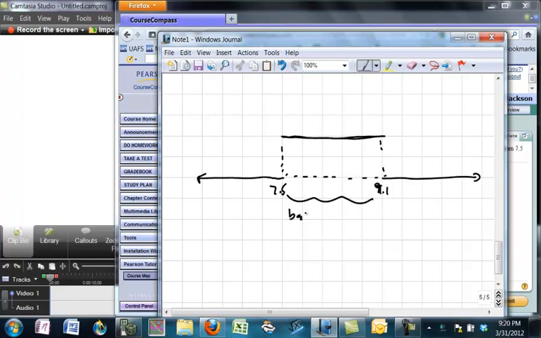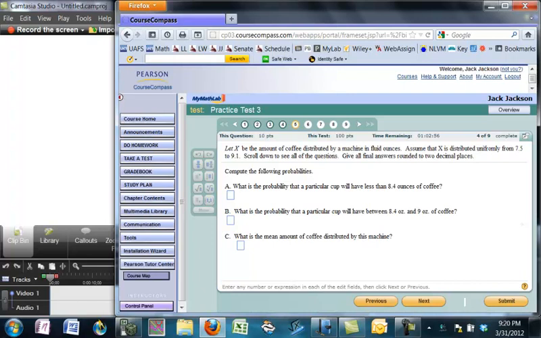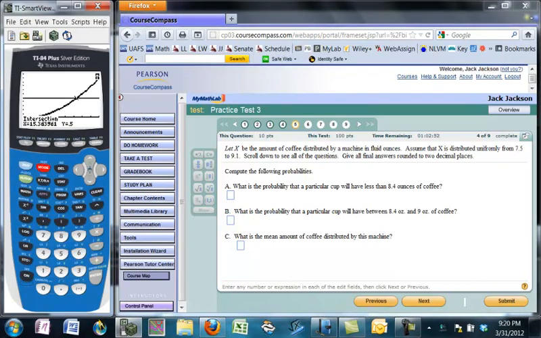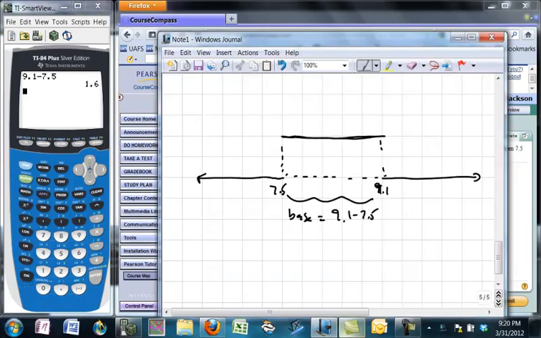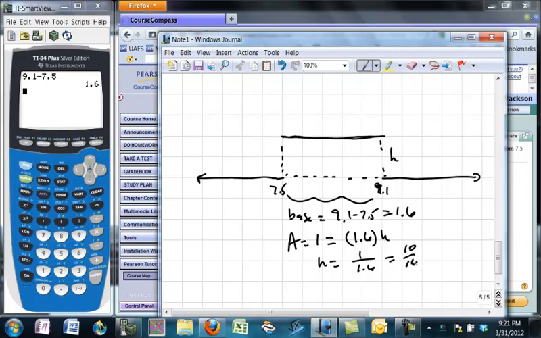The overall base of that rectangle is 9.1 minus 7.5. Let me just make sure I read those numbers right. 7.5 to 9.1. Right. So 9.1 minus 7.5 is 1.6, so that's a width of 1.6 units. And the base times the height is the area, which is 1. The area is also base of 1.6 times height h, so h is 1 over 1.6, or multiply top and bottom by 10. That's 10/16, which reduces to 5/8. So that's 5/8.